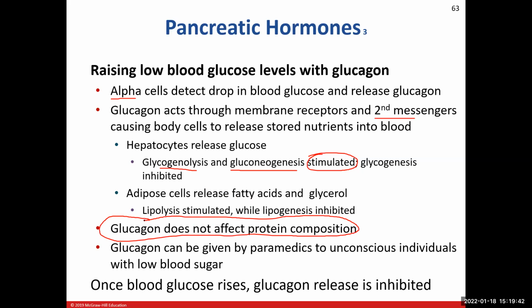So, of course, ask any paramedic or EMT about glucagon. If you come across an unconscious individual and they have low blood sugar, you can go ahead and give them the glucagon there. So you can see here, once those blood glucose levels start to increase, glucagon will then be released.